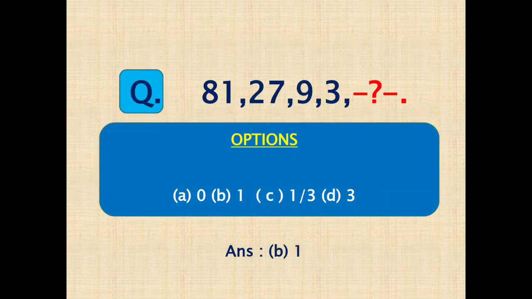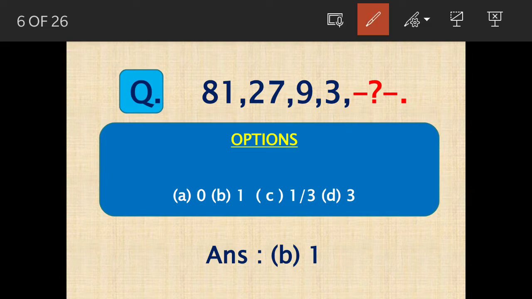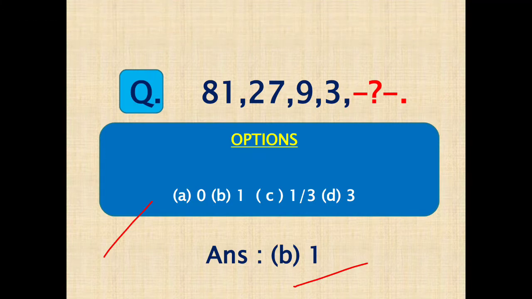Now the next series is 81, 27, 9 and 3, and the options are A, B, C, D, and option B, 1, is the answer. Now we'll see how we have come to this answer.